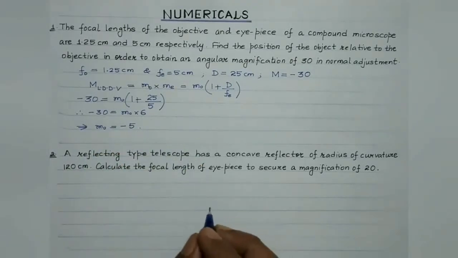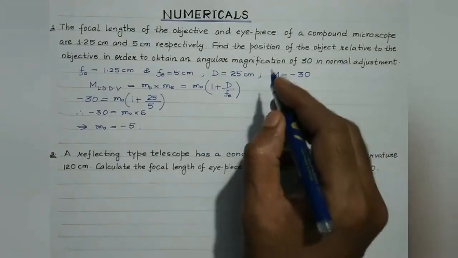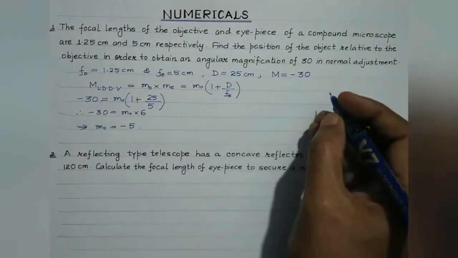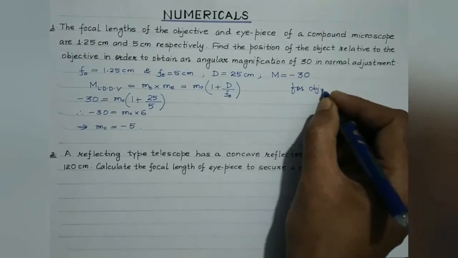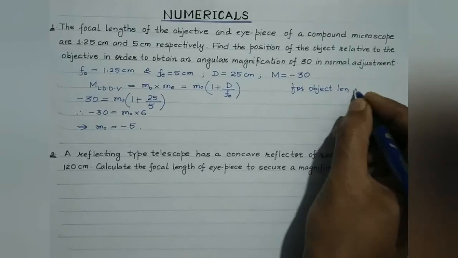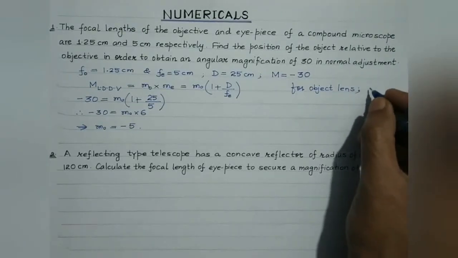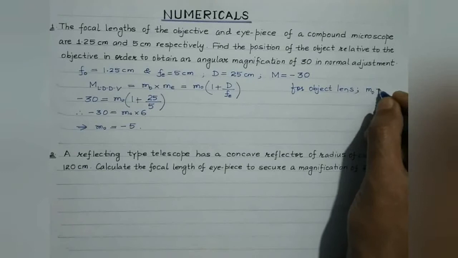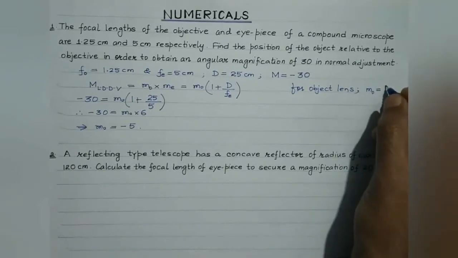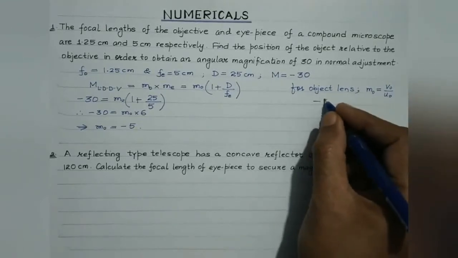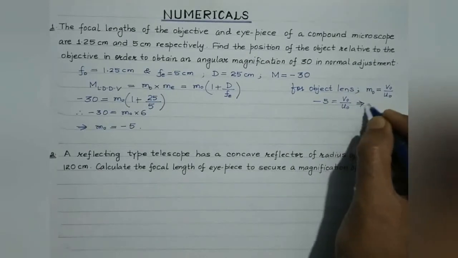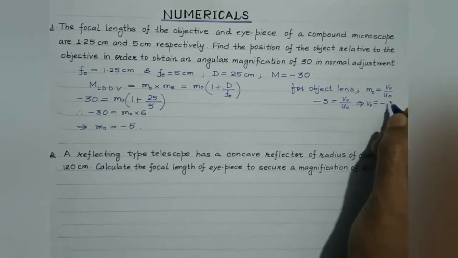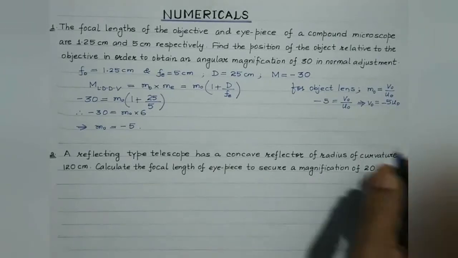Now we are supposed to find out the position of the object relative to the objective. Now let's consider the objective or object lens. We are already aware the linear magnification of the object lens in terms of the image and the object distance is given by V0 by U0. Now M0 is given to be minus 5. It is equal to V0 by U0. That is, V0 may be written as minus 5 times U0, right?